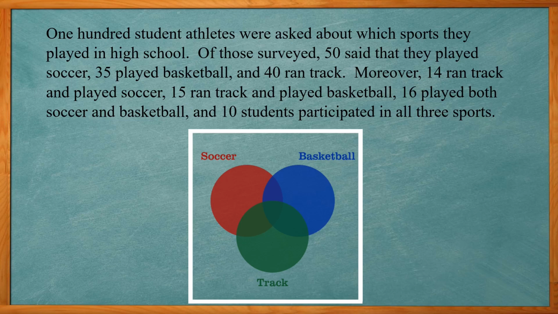So again, we're going to draw all our circles, one circle for soccer, one for basketball, and one for track. And then again, now all 3 are going to intersect right in the middle there. And then there's some spots where soccer and basketball only intersect, and some places where only soccer and track intersect, and some places where basketball and track only intersect. So again, we need to start from the middle and work our way out.